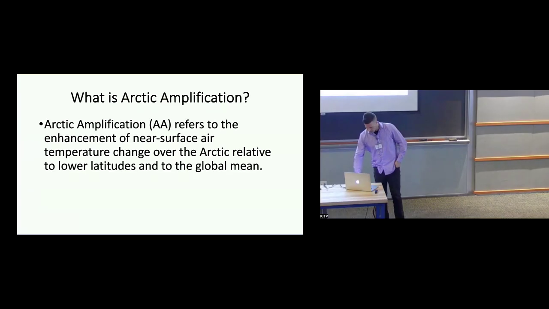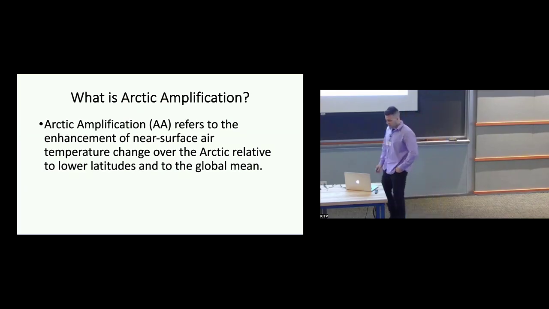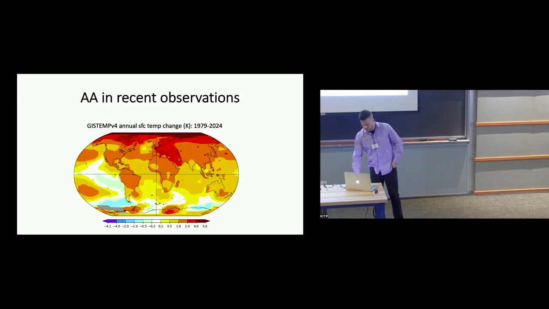So I don't need to show this slide to this audience, especially after Patrick's first talk. But Arctic amplification refers to the enhancement of near surface air temperature over the Arctic relative to lower latitudes and relative to the global mean. It's common to define Arctic amplification as the ratio of Arctic temperature change to global temperature change, or alternatively, the ratio of Arctic temperature change to tropical temperature change. And I'll use both of these definitions throughout the talk today, mainly focusing on Arctic versus tropical temperature change.